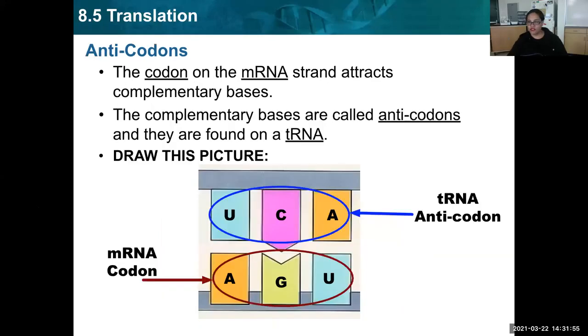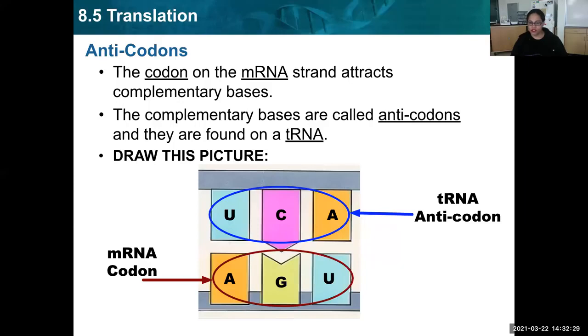Another piece you have to know to understand translation is an anticodon. So the codon on the mRNA strand attracts its complementary bases based on our rules. Remember, we're still talking about RNA, so A and U are going to pair together, and then G's and C's are going to stick together. And the complementary bases are called anticodons. And they can be found on a tRNA molecule, which is the next piece we'll talk about.